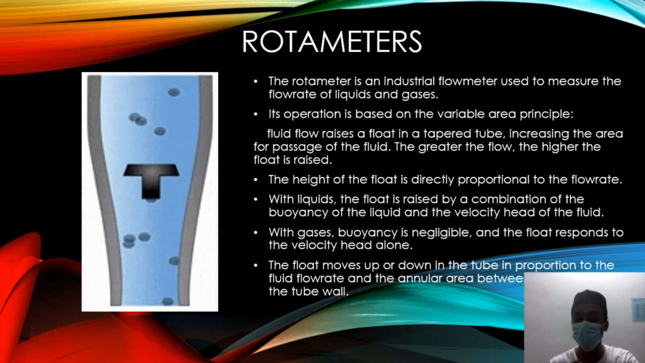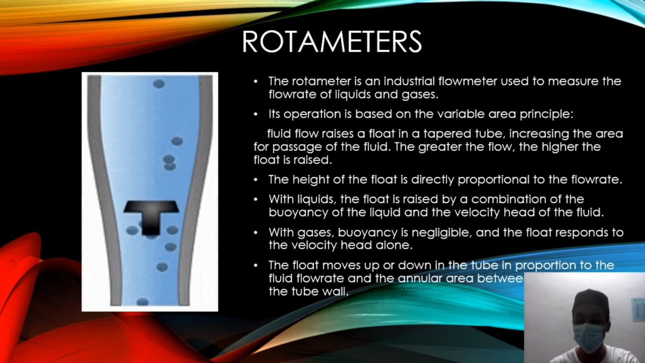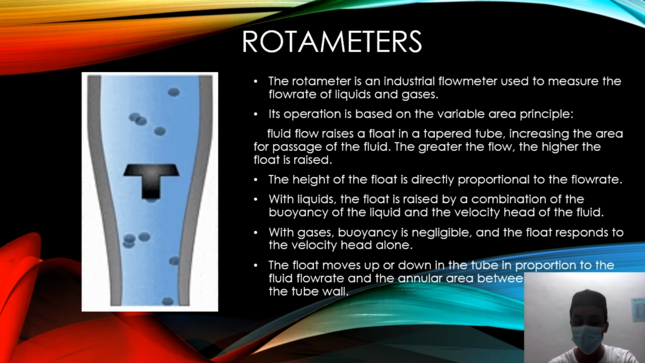With liquids, the float is raised by a combination of the buoyancy of the liquid and the velocity head of the fluid. With gases, buoyancy is negligible and the float responds to the velocity head alone. The float moves up or down in the tube in proportion to the fluid flow rate and the annular area between the float and the tube wall.